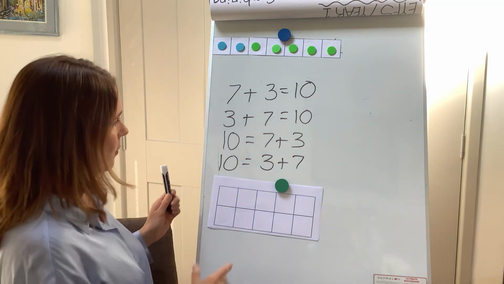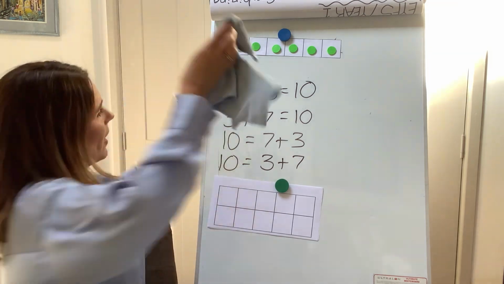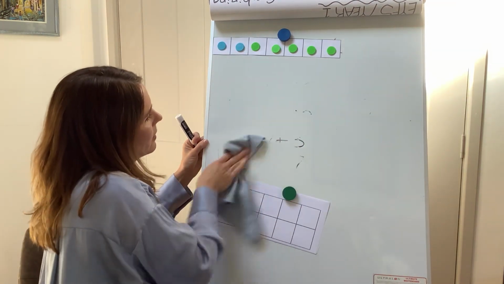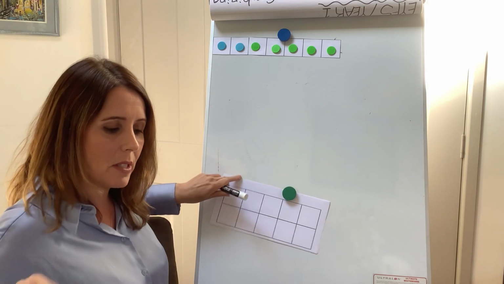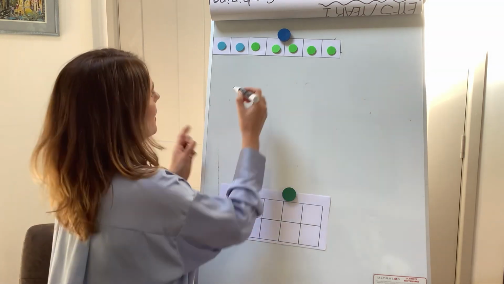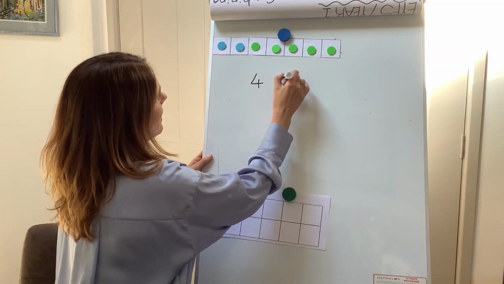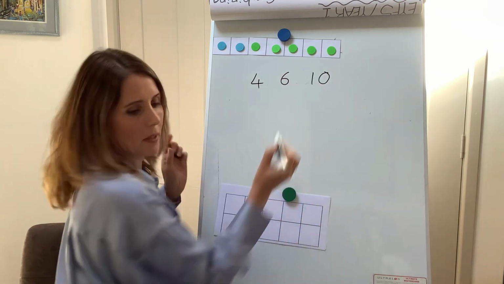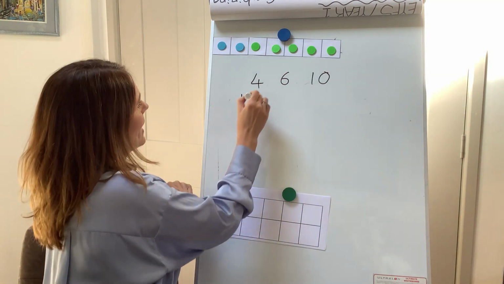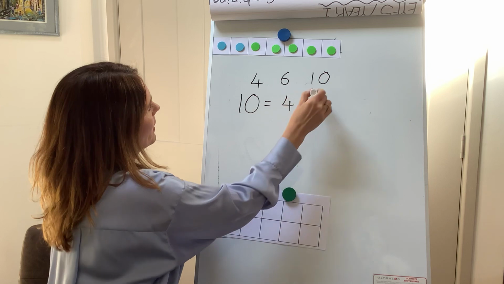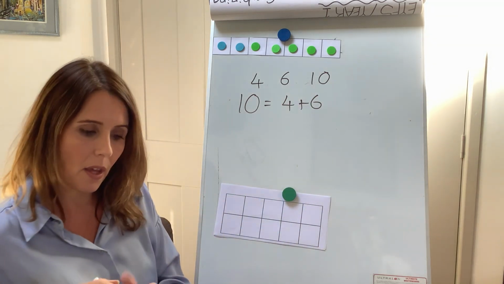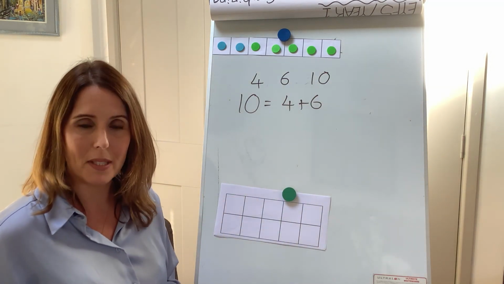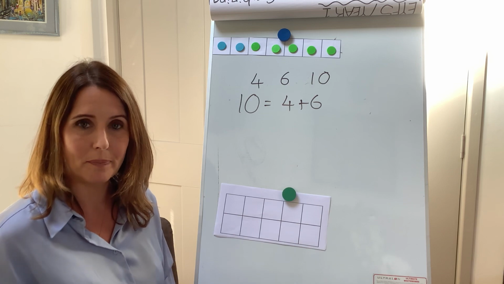Now can you have a go? What I'd like to do is find all the number sentences, the number bonds that go together to make 10 using the numbers 4, 6 and 10. So the first one might be 10 is equal to 4 and 6. Can you write the other 3 number sentences to make that fact family?